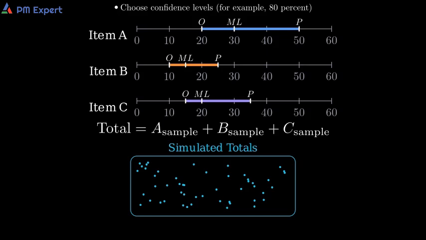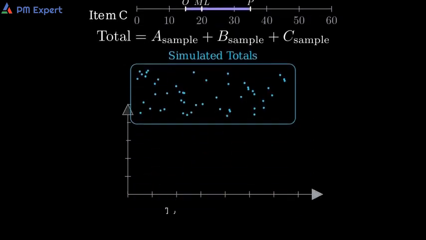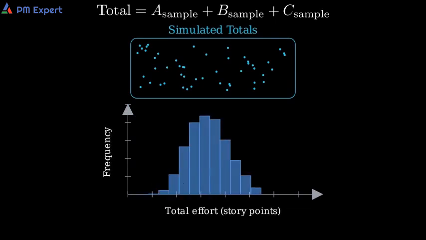Here is the frequency histogram of simulated total size. The shape is roughly bell-like because we summed several uncertain items. We can mark the 50th, 80th, and 90th percentiles. Watch the bars appear. Here is the 50th percentile, the median. Here is the 80th percentile, a common planning target. And here is the 90th percentile for extra confidence.